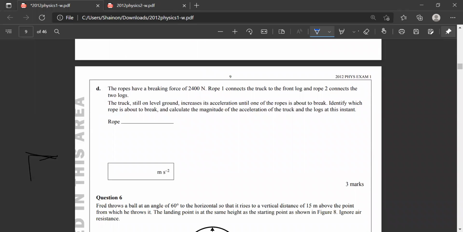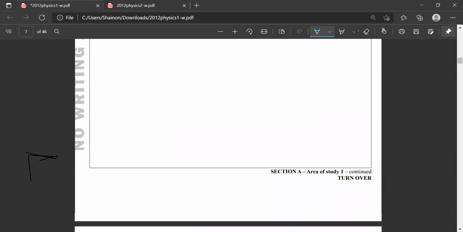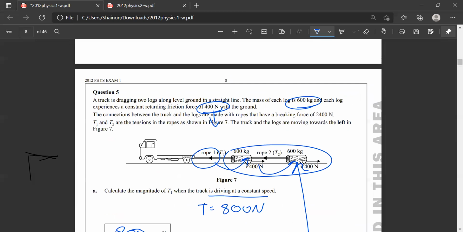The ropes have a breaking force of 2,400 newtons. So rope 1 connects to this. According to the diagram, this rope is most likely to break because there's more retardation force. If you just look at this one, there's only 400, but this one has both, so 800. So it's most likely going to be this one.